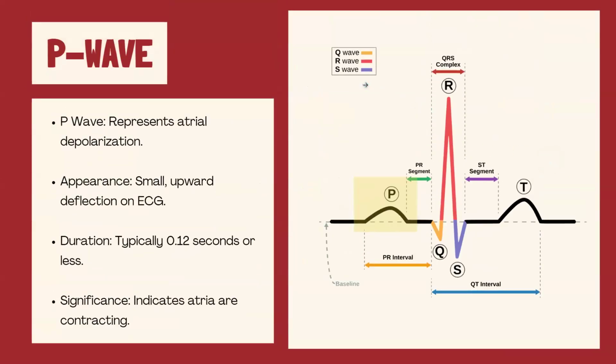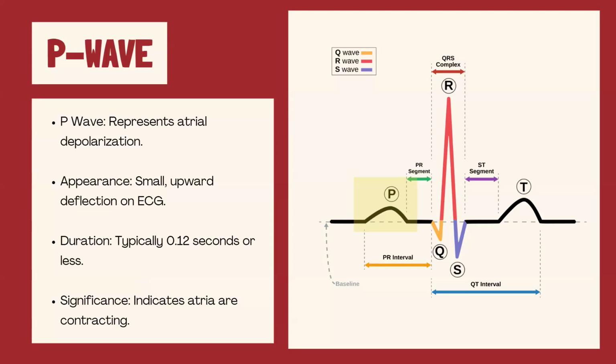So we first start off with something we call the P wave. And this represents the atrial depolarization. Its appearance is a small upward deflection of the ECG, so it's like a small bump or hill. Its duration is typically 0.12 seconds or less, and its clinical significance, meaning the significance of it being too big or too small, is that it indicates the atria are contracting properly.